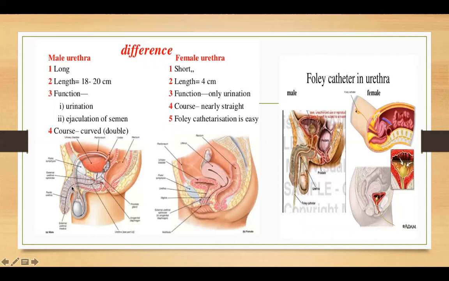The male urethra is curved. It has two curvatures, proximal and distal. The female urethra is straight in course. Foley's catheterization is very easy in the case of female, and tough in the case of male, because in the female the urethra has a straight course and in the male it has a curved course. So catheterization is tough in the case of the male urethra. So these are the differences between male and female urethra.